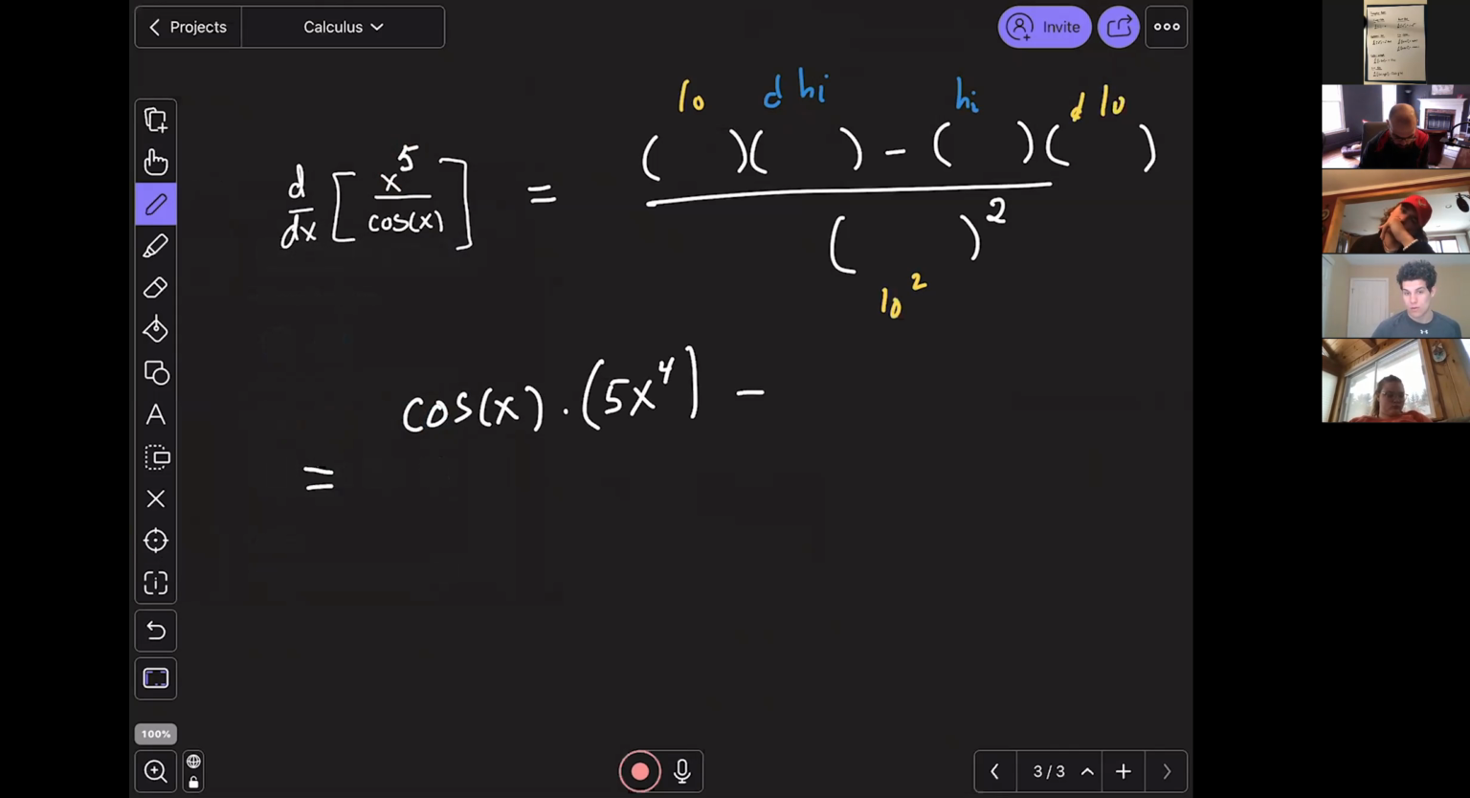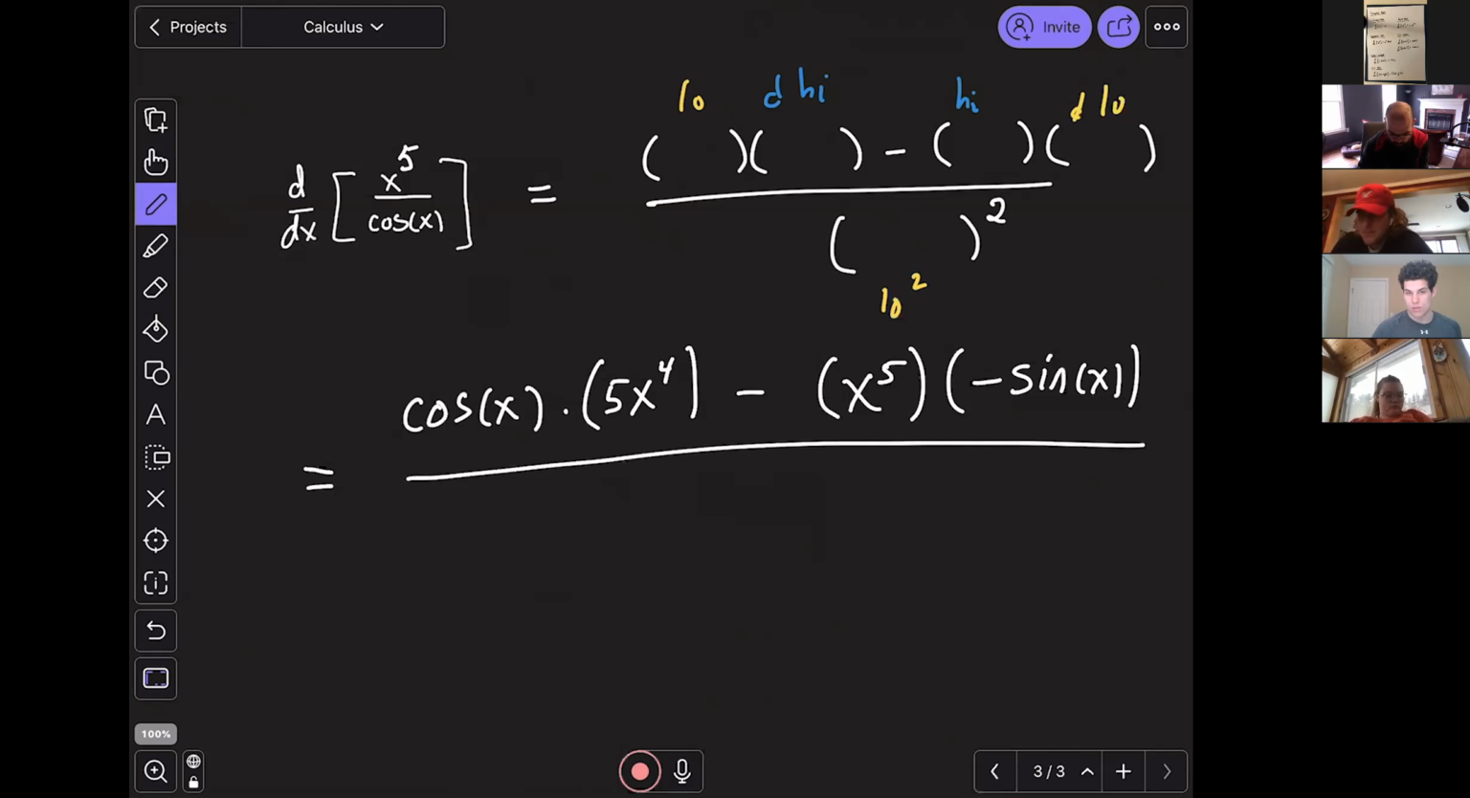So low d high minus high, we just leave that alone, and then we multiply by d low. The derivative of cosine is negative sine x. And then all that's divided by low squared, so I don't have to change cosine x at all. I just do this and square it.